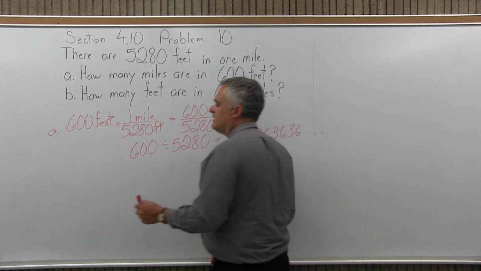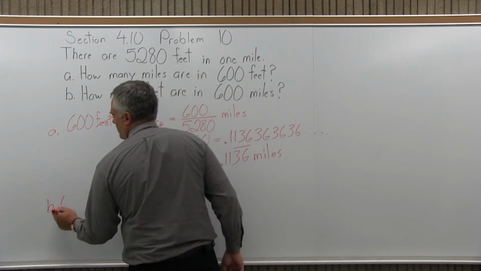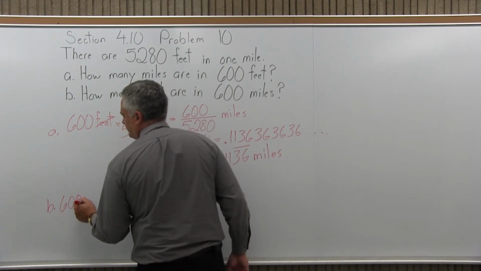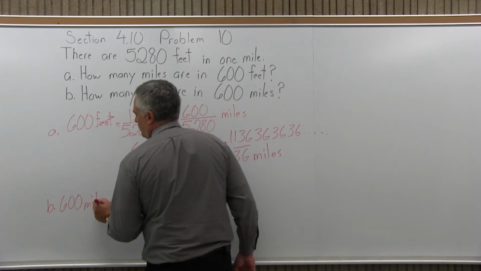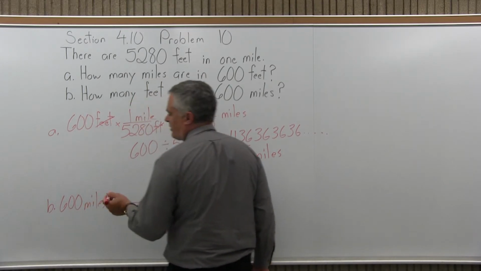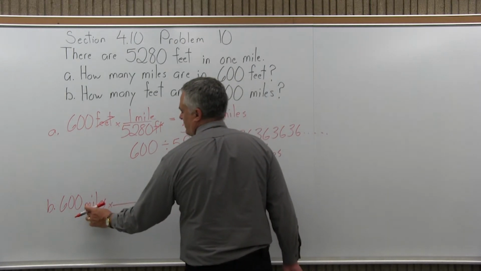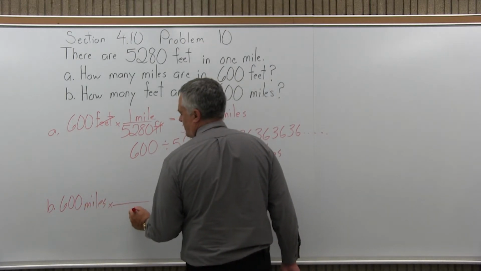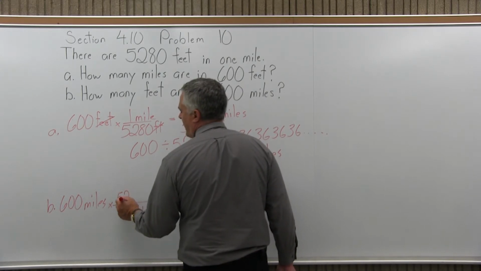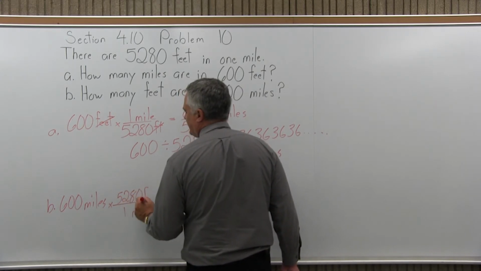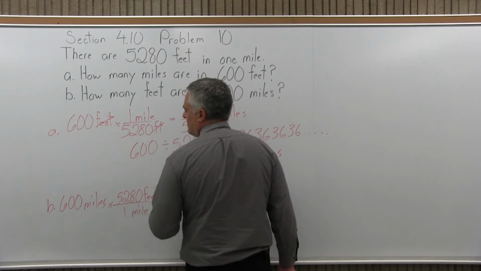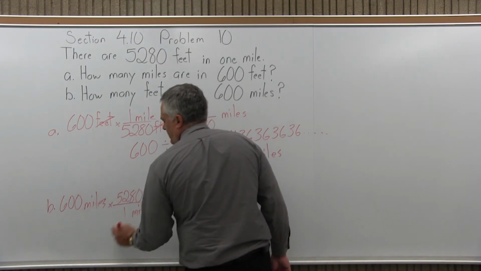So again, for B, start with the given amount, and the given amount is 600 miles. Multiply that by essentially a number 1. So what I want to do is put the units that I want to cancel in the bottom. So in the denominator, I should have miles. So 1 mile is the same as 5,280 feet. So now as I multiply, the miles will cancel.